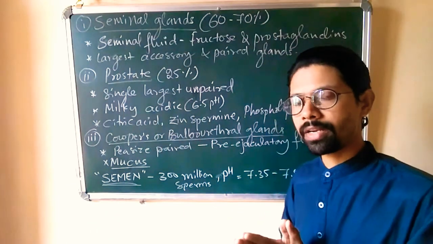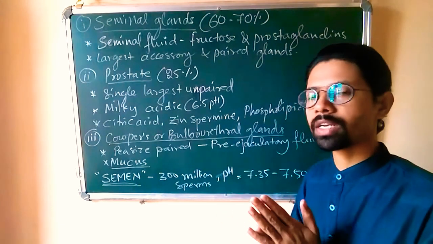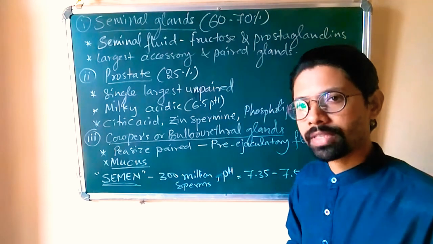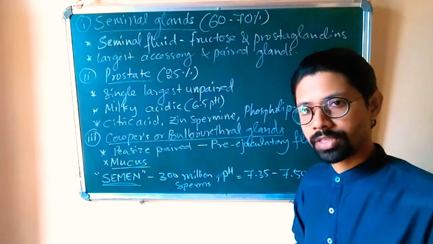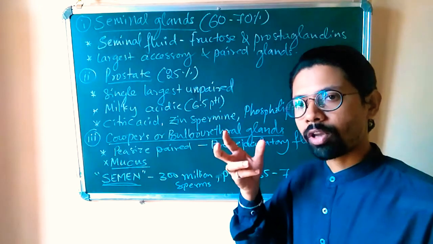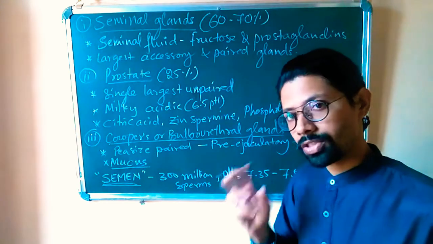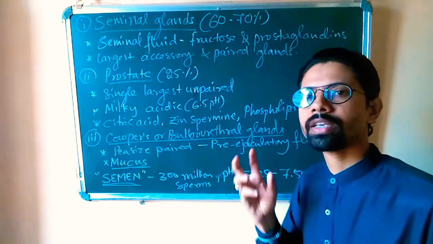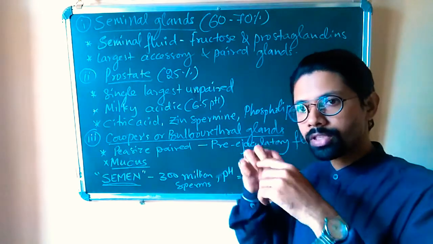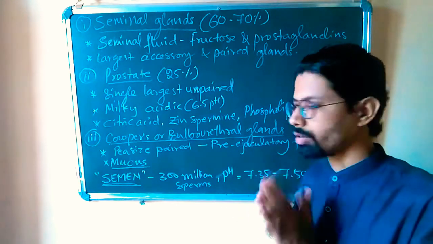Now coming to the second gland, the prostate gland or prostatic gland. Around 25% of the secretion of the semen is from the prostate gland. The prostate is a single, circular, unpaired largest gland. The unpaired largest gland is the prostate gland. It is a circular gland which surrounds the urethra. That you have to remember.